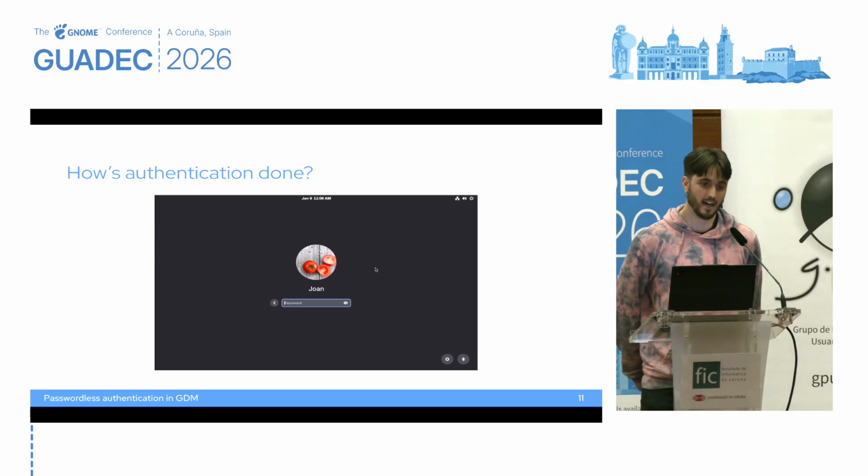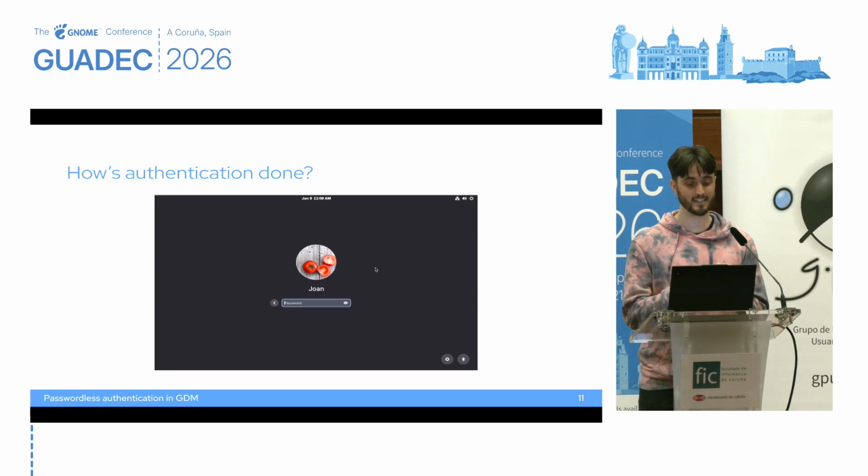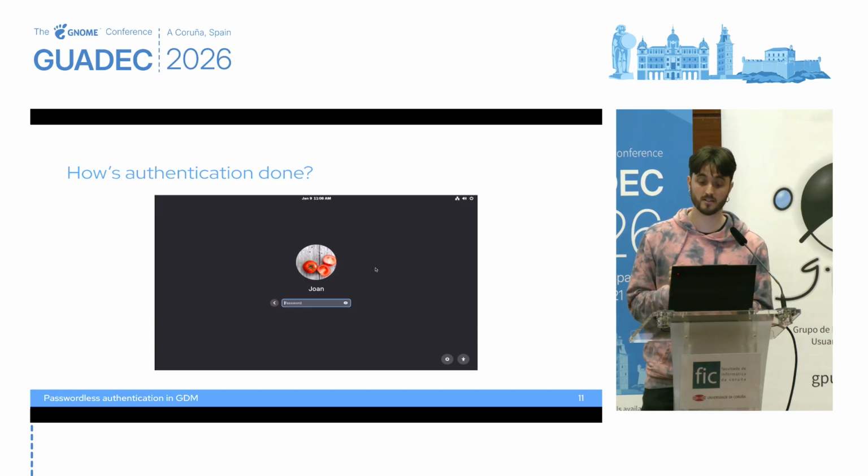Now, for those who are wondering how GDM authenticates, now it's going to be explained. What you see here is GNOME Shell. The GNOME Shell is the window manager and Wayland compositor, the program in charge of rendering the icons and texts on the display. And this is a special GNOME Shell, running in greeter mode to allow authenticating, and it's running as an unprivileged user called the GDM greeter user. So to authenticate, we need some privileges that the GDM greeter user doesn't have.